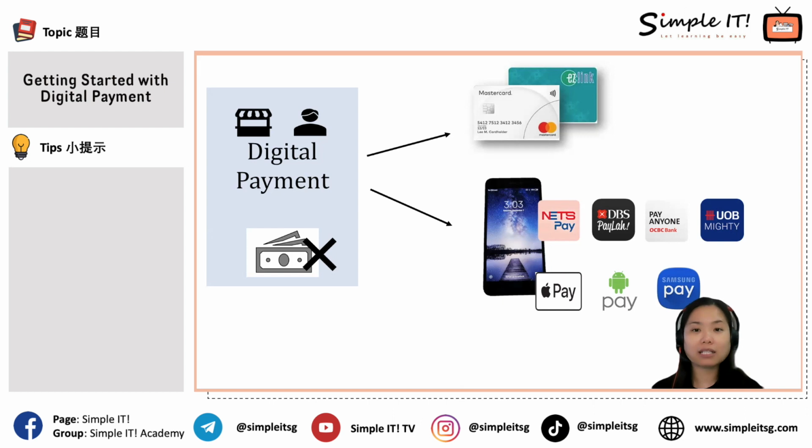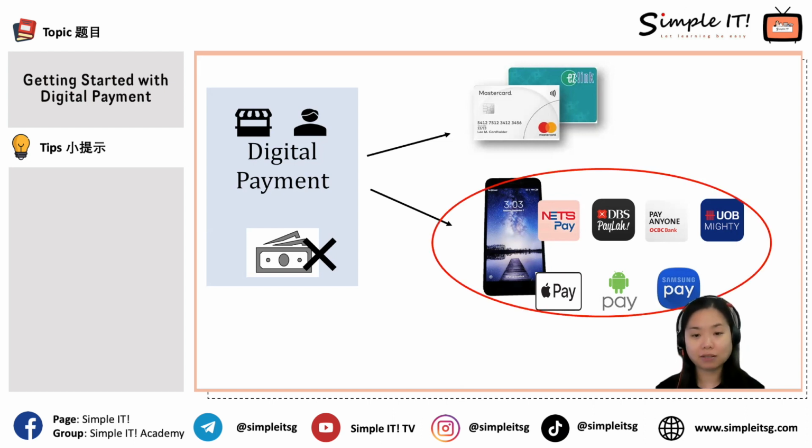For cards, like EasyLink, debit card, credit card, ATM card, all these are considered digital payment. And for payment apps on your smartphone, I just listed out some applications here, but actually there are a lot of applications. So once you download the payment application onto your phone and you do the setup, you can make the payment already. Yep. And this will be what we'll be focusing on today.